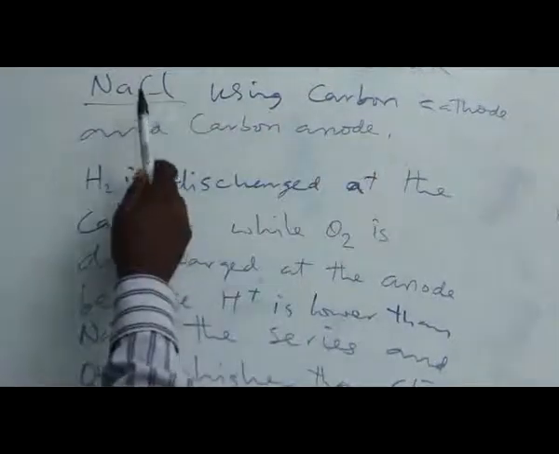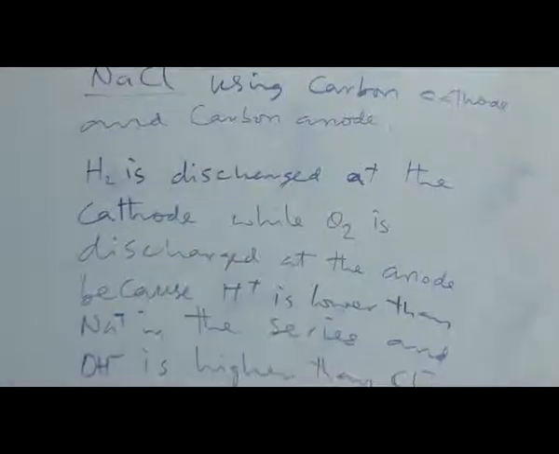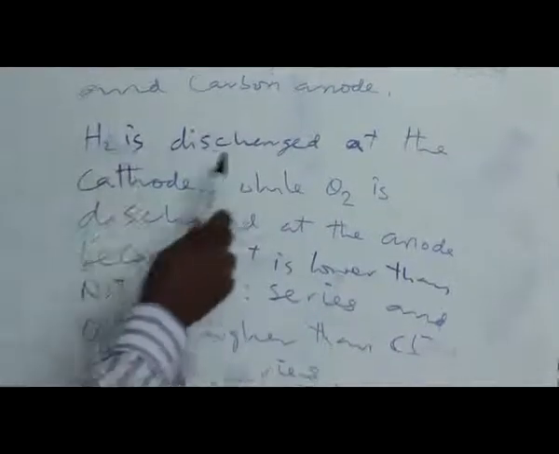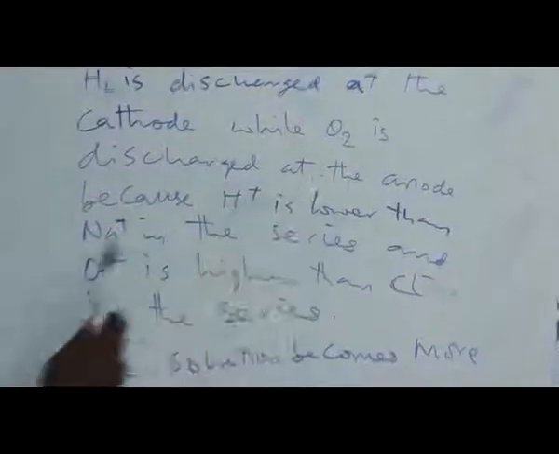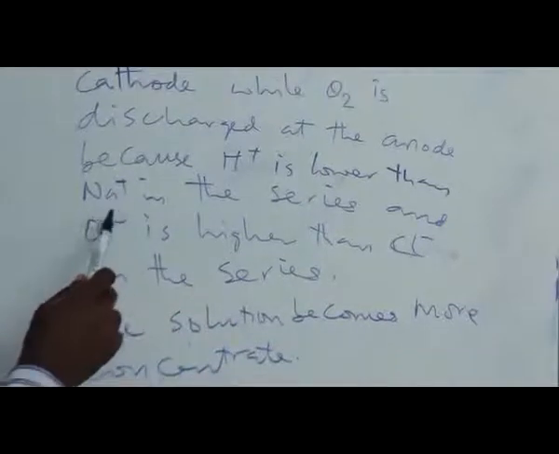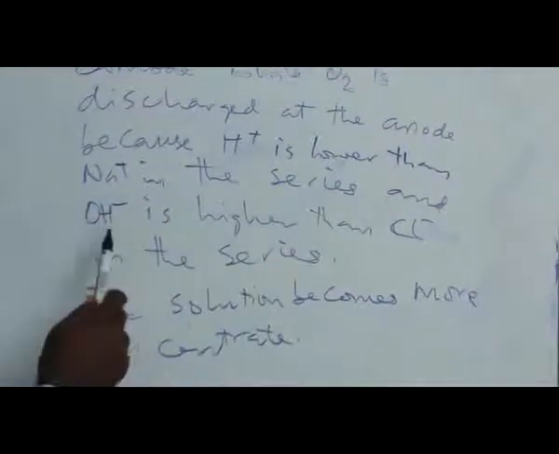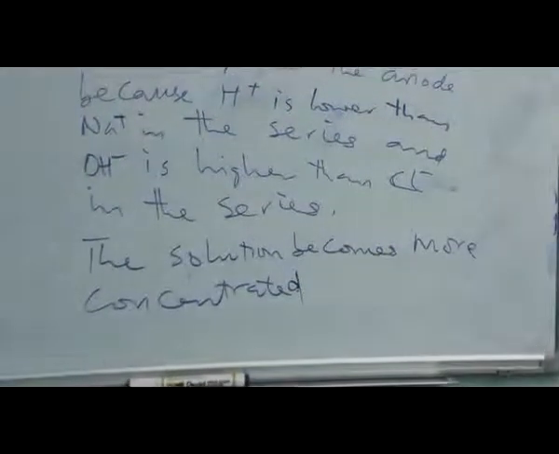Electrolysis of dilute sodium chloride using carbon cathode and carbon anode. Hydrogen is discharged at the cathode, while oxygen is discharged at the anode because hydrogen ion is lower than sodium ion in the series and hydroxide ion is higher than chloride ion in the series. The solution becomes more concentrated.